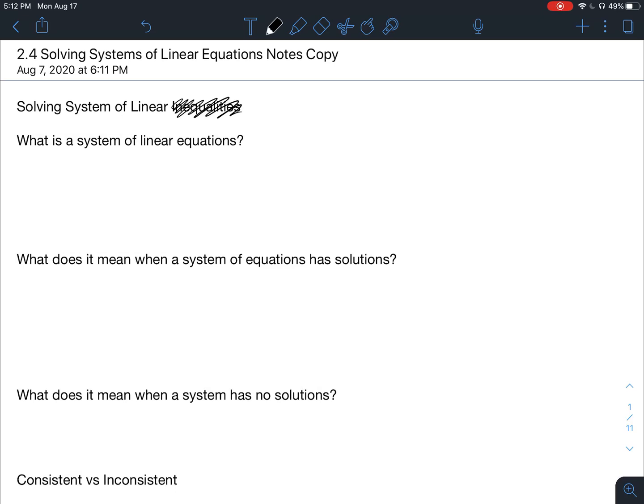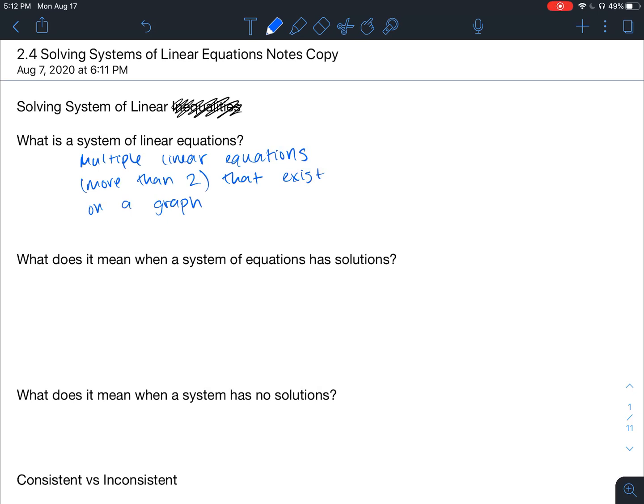So what is a system of linear equations? A system of linear equations is when you have multiple linear equations, well, two or more, we'll say that, two or more, that exist on a graph. They exist in the same space, pretty much. And what we're going to be doing is solving for solutions.